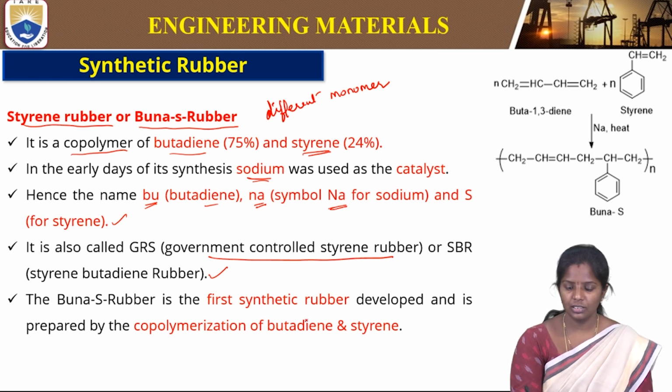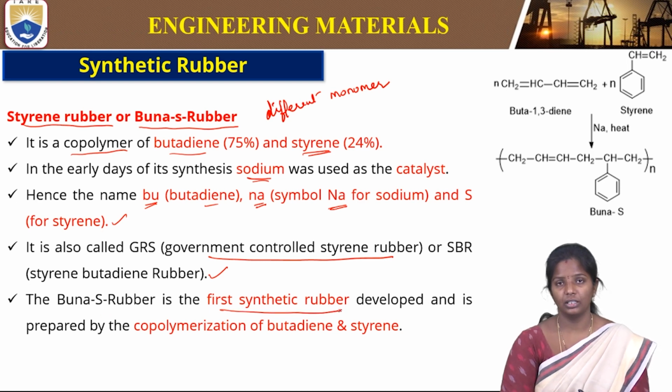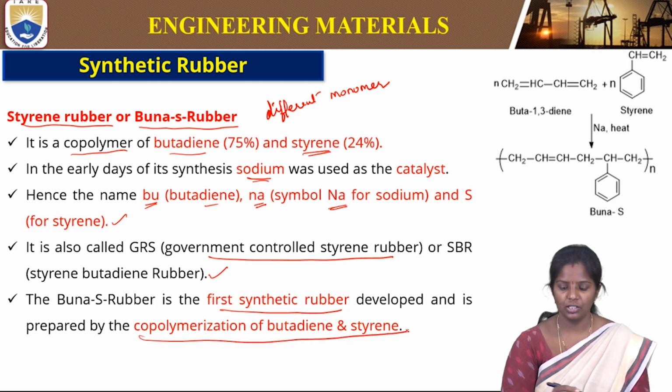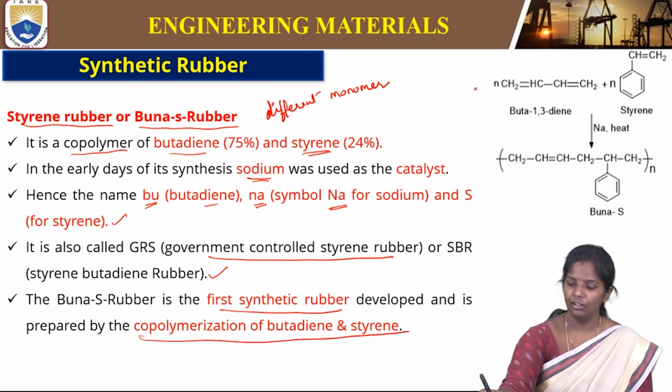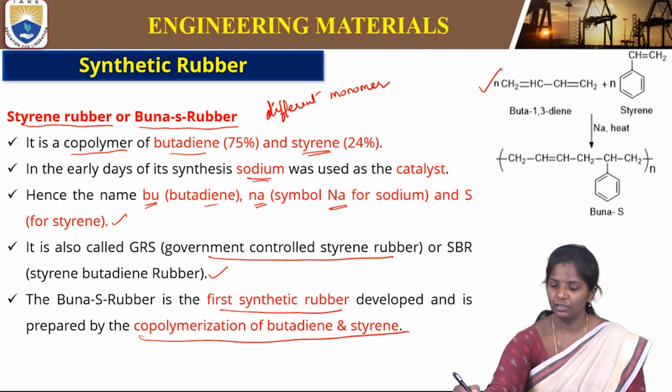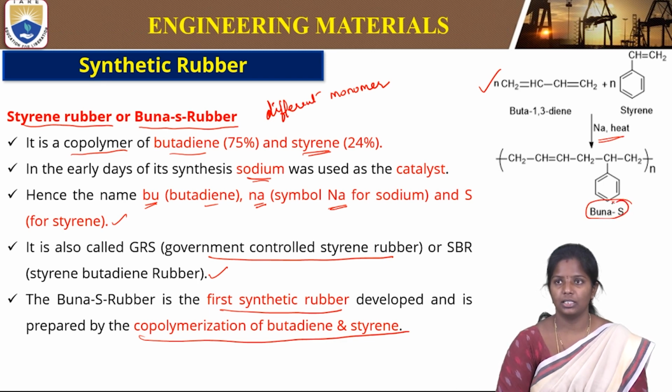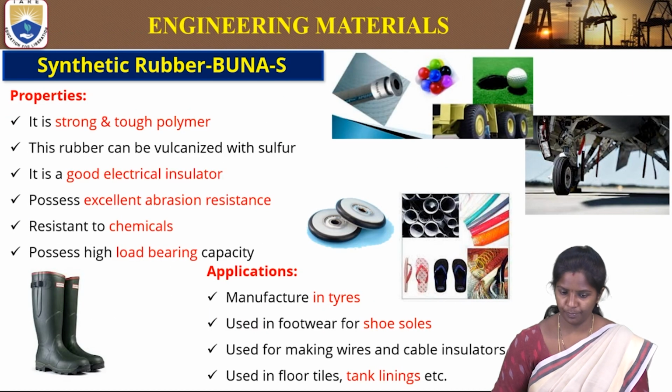Buna S is the first synthetic rubber that was synthesized, and it is prepared from copolymerization of butadiene and styrene. If you see this reaction, butadiene and styrene under heat, when catalyzed by sodium, form a polymeric chain of Buna S. This is how the polymerization takes place.